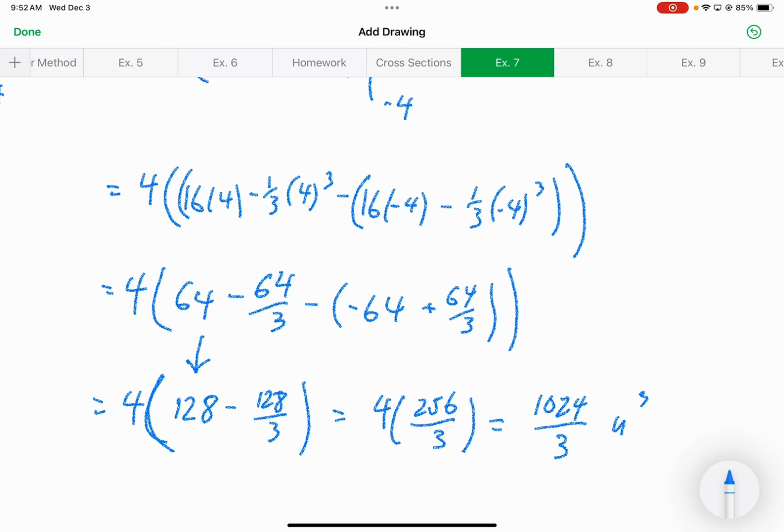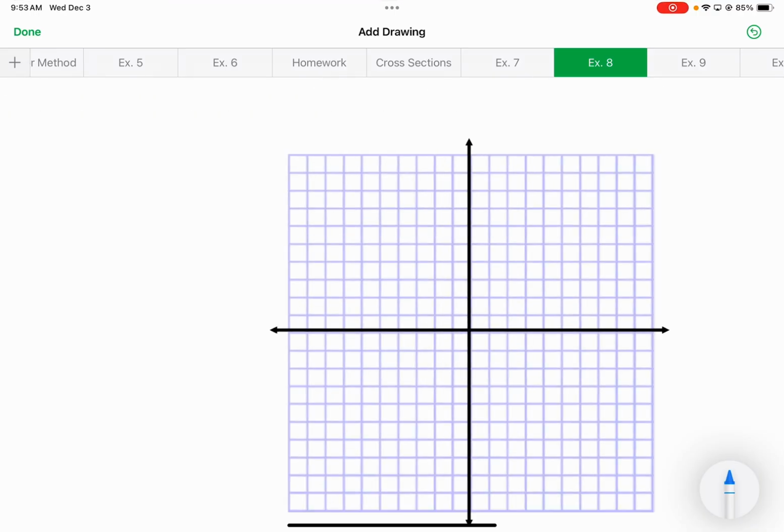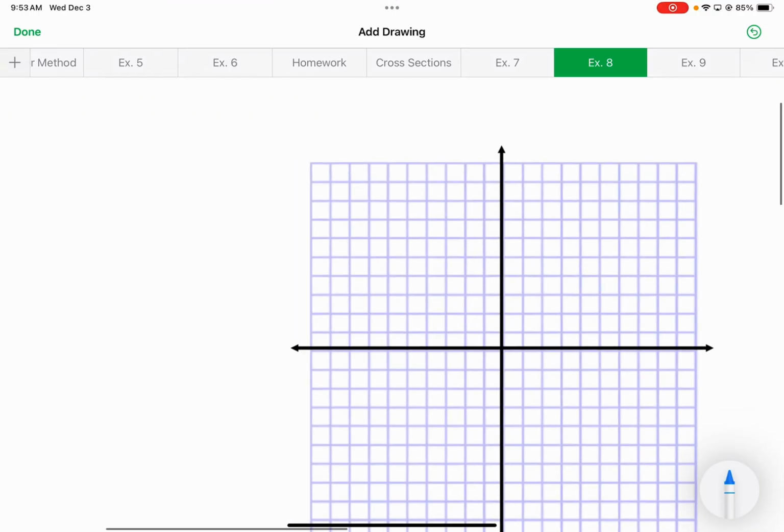All right, that was squares. Let's do it again, but let's make our cross sections semicircles. It's the same base, but coming off that are going to be semicircles.